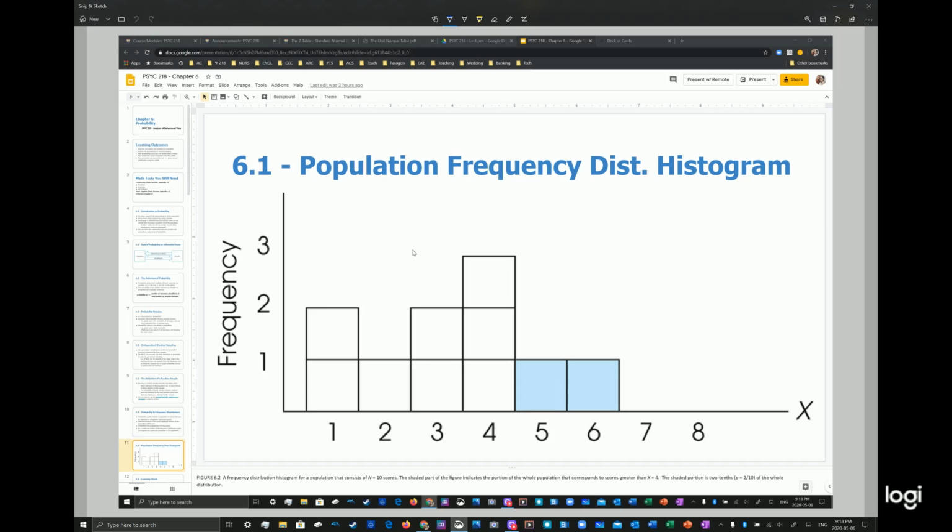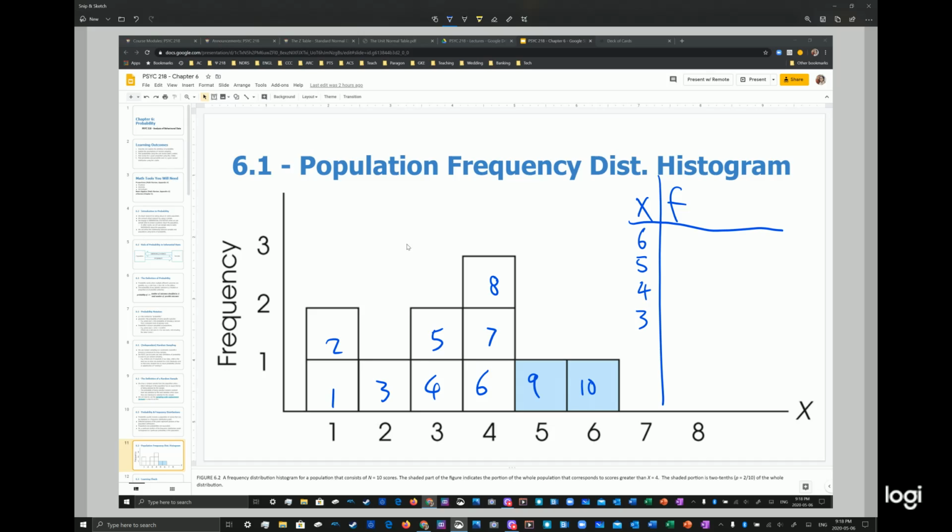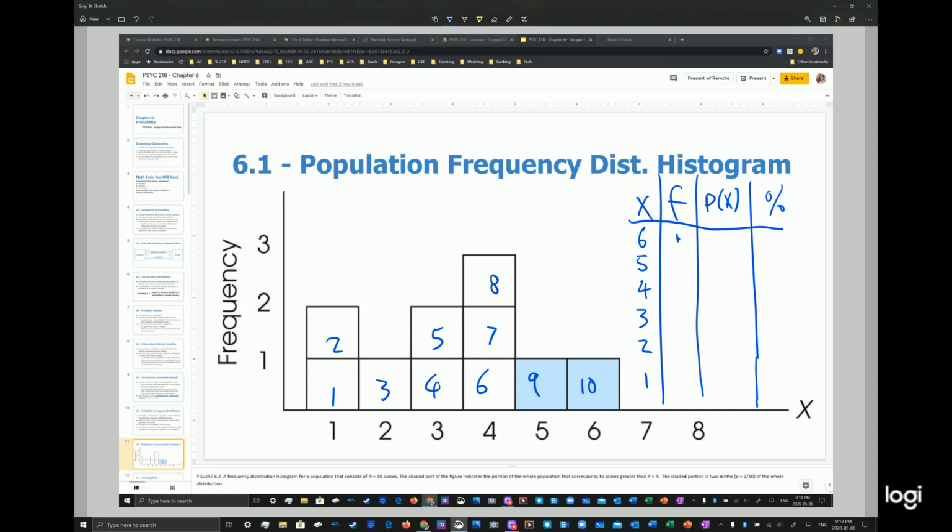Here's a frequency distribution, and you can count the scores. 1, 2, 3, 4, 5, 6, 7, 8, 9, and 10 scores. And you can draw and write a frequency distribution. I'm going to skip 7 and 8. And I'm going to follow the order here in descending order. Okay. And then you can do the proportion of X here. And then you can do a percentage as well. And you can see that they're the same. So here I got 1 6, 1 5, 3 4s, 2 3s, 1 2, and 2 1s.